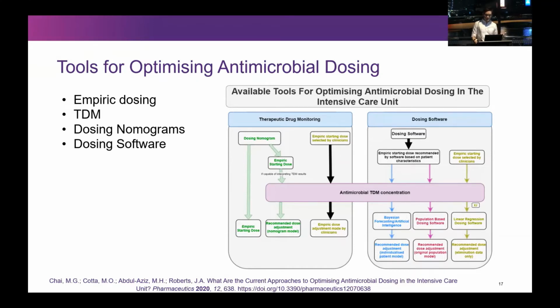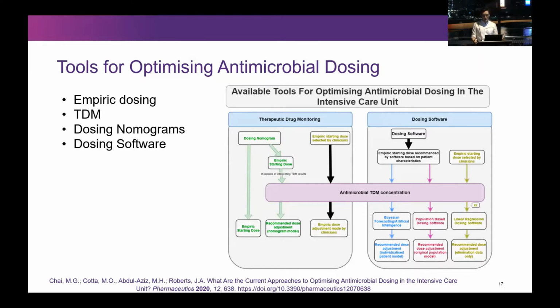Now, depending on the setting that you're working in, you might have the ability to perform therapeutic drug monitoring, whereby you can actually assay the concentration of the antibiotics that the patient has resulted in. And then the clinician can empirically alter the dose of the antibiotics based on the antibiotic concentration that's been achieved. A slightly more sophisticated way of doing that is with the help of a dosing nomogram.